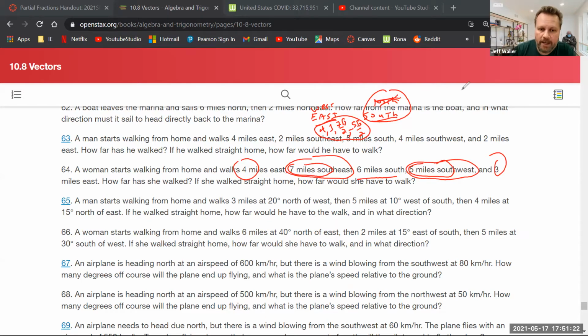Now, once I get all that, let's say I get 8 south and I get 3 east. Can you figure out what the direct line would be to get to her house? Because here's her house, right? She goes 8 south and 3 east. That must be where her house is. What if she would have been able to walk straight to her house? Can you figure out how long that would have been? Isn't that just Pythagorean theorem?